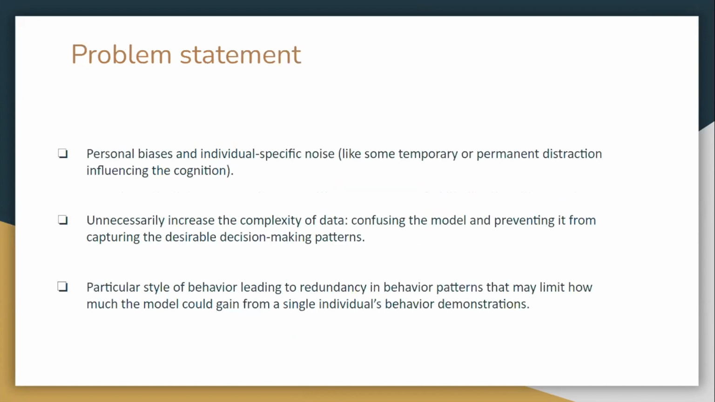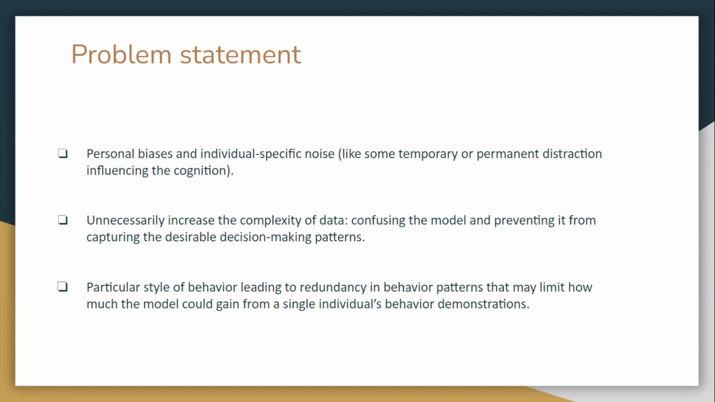Now, there are certain problems with human behavior demonstrations. Each person's behavior tends to have some personal biases and individual-specific noise. This noise means, suppose someday I'm in a good mood, someday I'm excited, someday I'm feeling low, or I just want to do something in a different way, or there are some things which I tend to do more often than other things. They might not necessarily be the correct way or the better way. It's just that I like to do that. So every person has some unique tinge to his or her behavior.